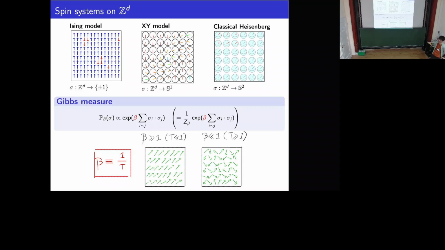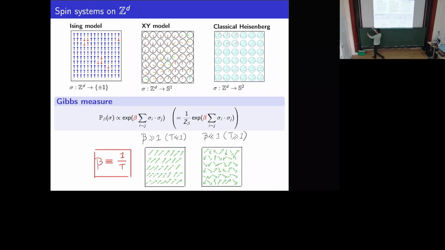So, for example, the Ising model, each vertex of ZD will carry a spin which will live in a very small set, which will be either +1 or -1. This model, which is called the XY model, each vertex of Z2 or ZD carries a spin with values in the unit circle S1. And this one is called the classical Heisenberg model. Each vertex carries a spin in the two-sphere S2. And of course, you may continue the list forever if you have values in the sphere Sn-1. This carries the name of the spin ON model.